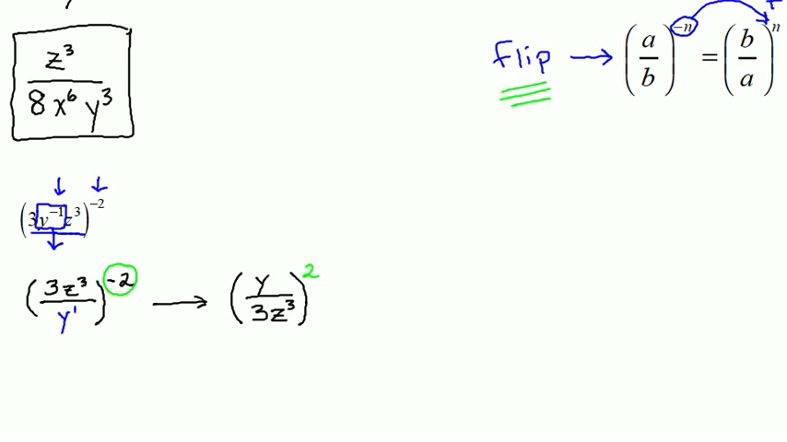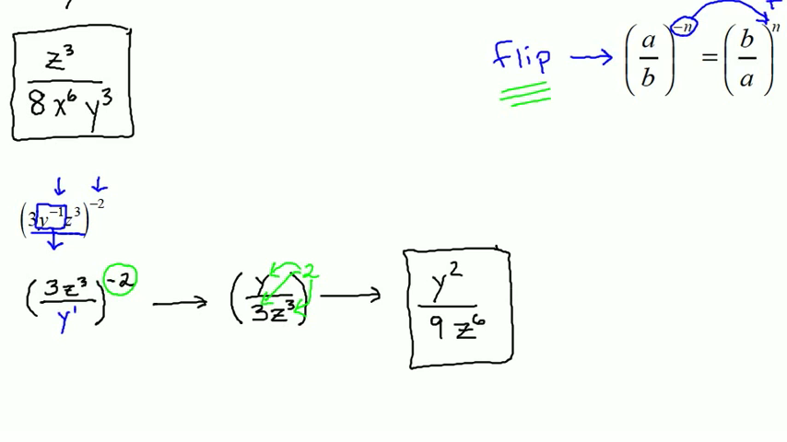So next we can do our squaring party, or bringing that power 2 in and applying it to every single factor to get y² in the numerator, 3 squared, which is 9, and z cubed squared, or z to the 3 times 2, because this is the power rule, which is z to the 6th, now showing up in the denominator.